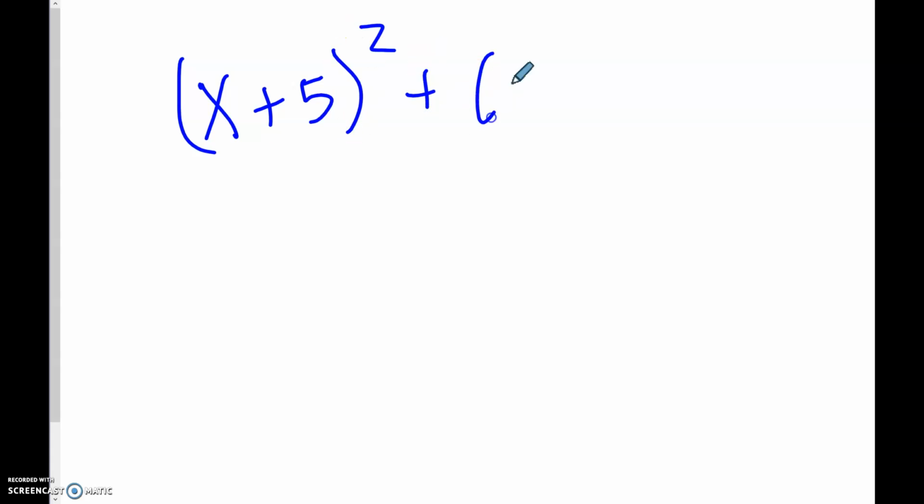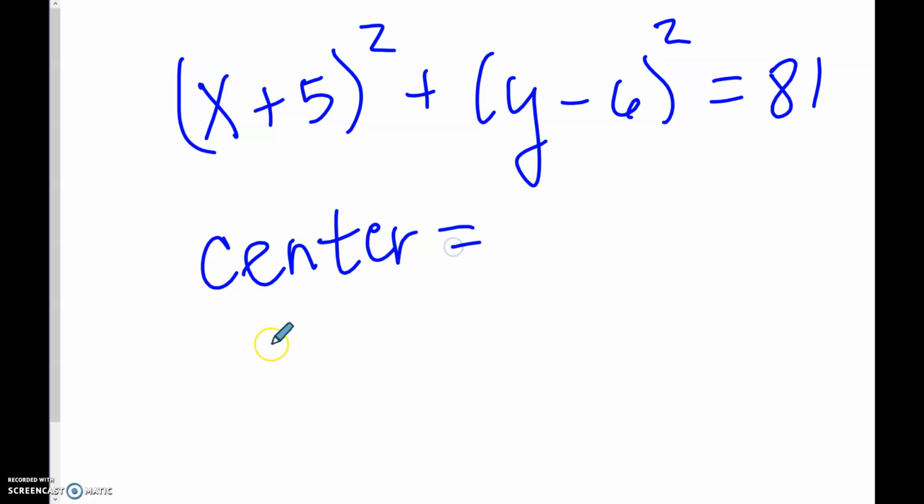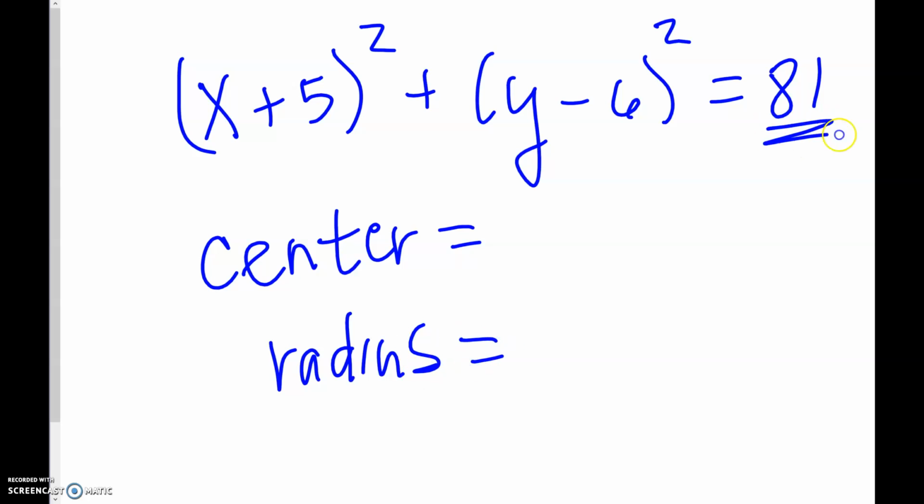So if I give you the equation x plus 5 quantity squared plus y minus 6 quantity squared equals 81, can you find the center? And can you find the radius? Remember, the radius comes from this number right here, but that represents radius squared. So we want to take the square root. The square root of 81 is 9. And the center is going to come from here. Now remember, this needs to say x minus.